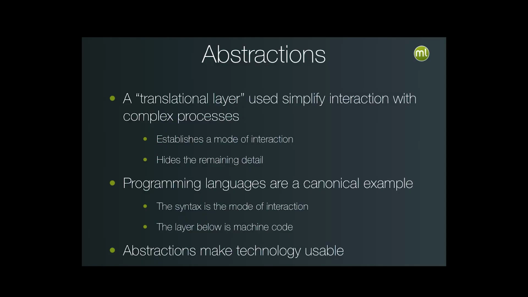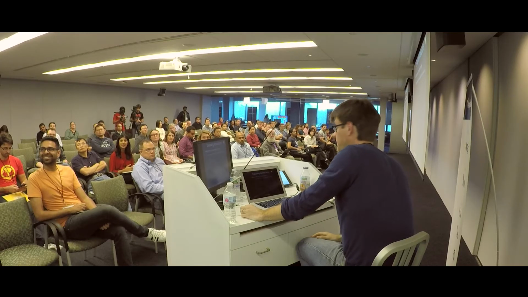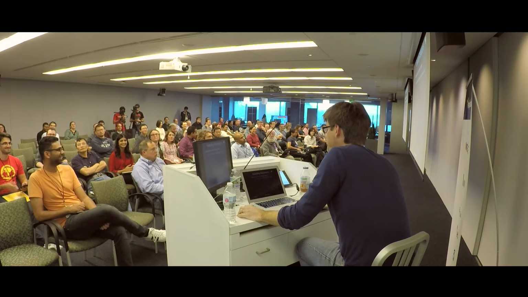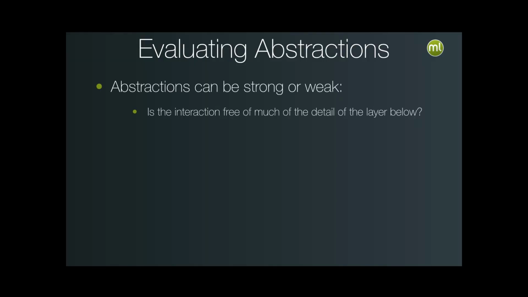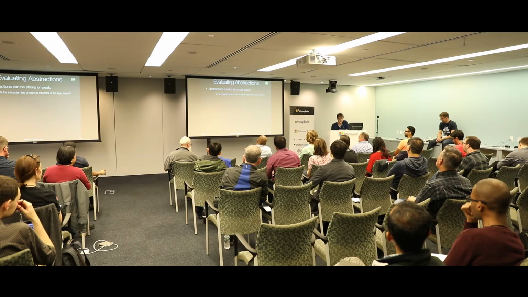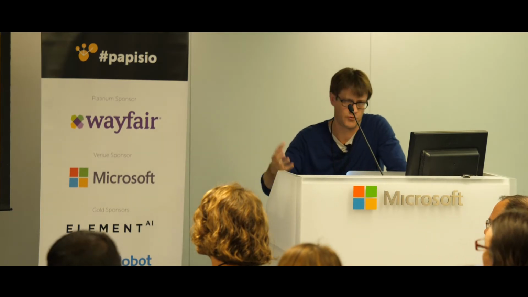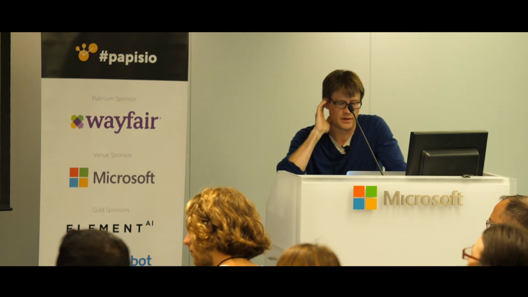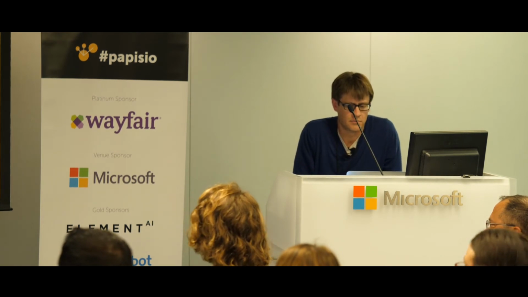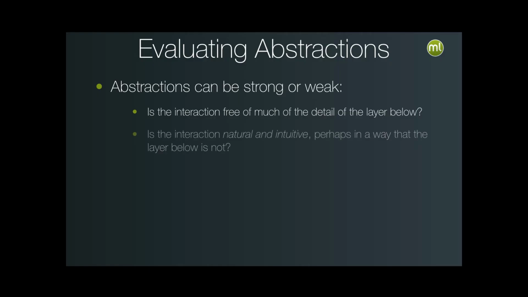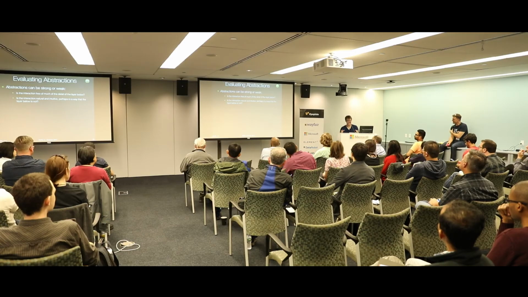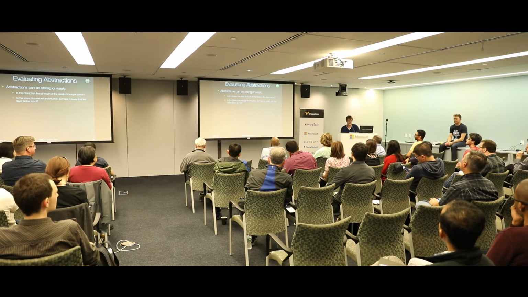So the way I like to evaluate abstractions is just stuff I'm making up. This isn't something I'm getting from a paper. This is just how I like to evaluate abstractions, like fancy professors can. Abstractions can be strong or weak, in the sort of compression sense. Abstractions can make the interaction free of a lot of the technical detail or leave a lot of the technical detail in. So strong abstractions would be those that are free of technical detail. And then, is the interaction natural and intuitive? Stronger abstractions are those in which the interaction layer is easy for a novice to get their hands on and do what they need to do.